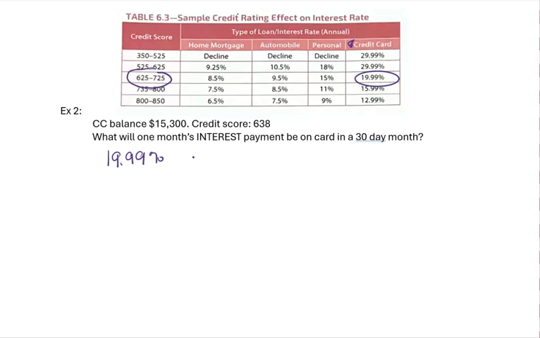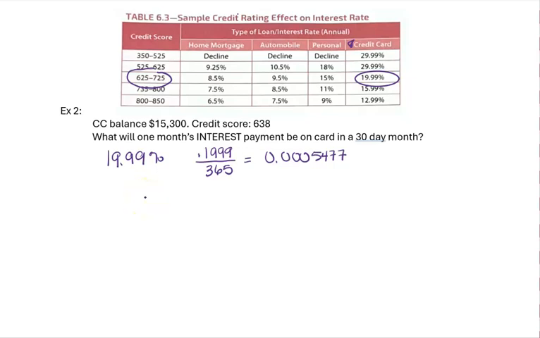Because 19.99% is an annual percentage rate, and we want to know what the daily interest rate is going to be, we're going to take 19.99%, write it as a decimal, and divide it by 365 days, because there's 365 days in a year, and this is an annual percentage rate. And when we do that, we get 0.305477. So that is going to be his daily percentage rate of interest.